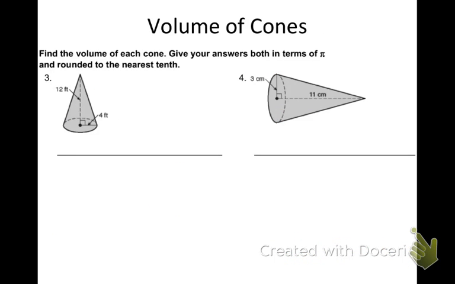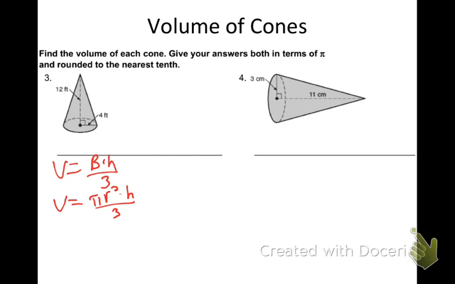Volume of cones now. Same idea in volume of cones. Okay. So find the volume of each cone. We're just going to leave our answers in terms of pi right now. So volume is the area of the base times the height divided by 3. How do you find the area of a base of a circle, though? What's the area of the base there? Pi r squared times h divided by 3.